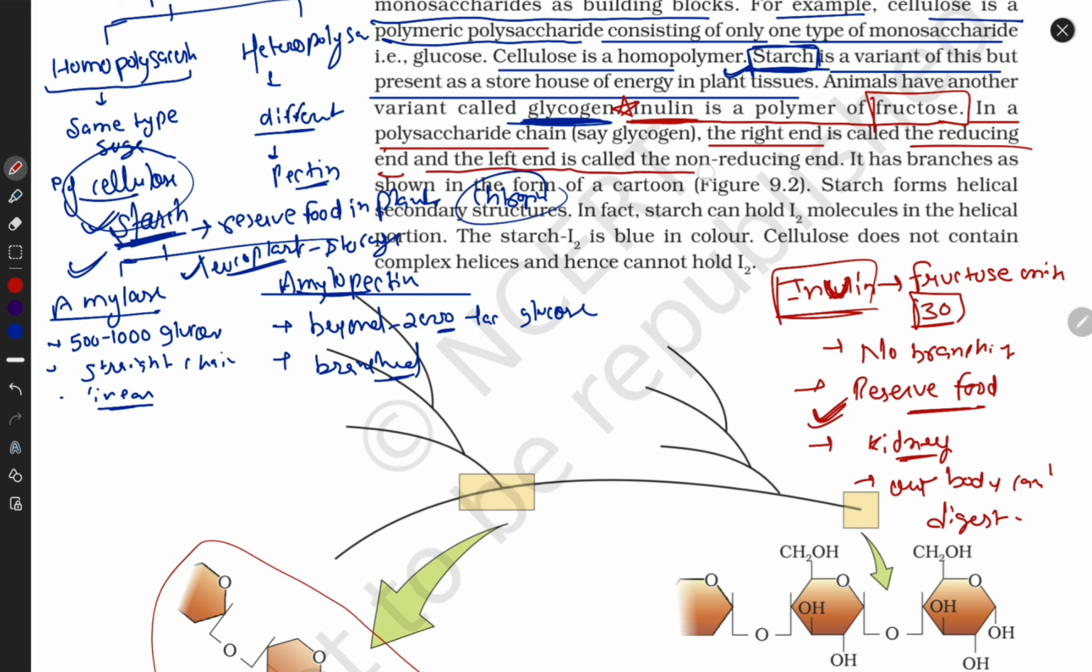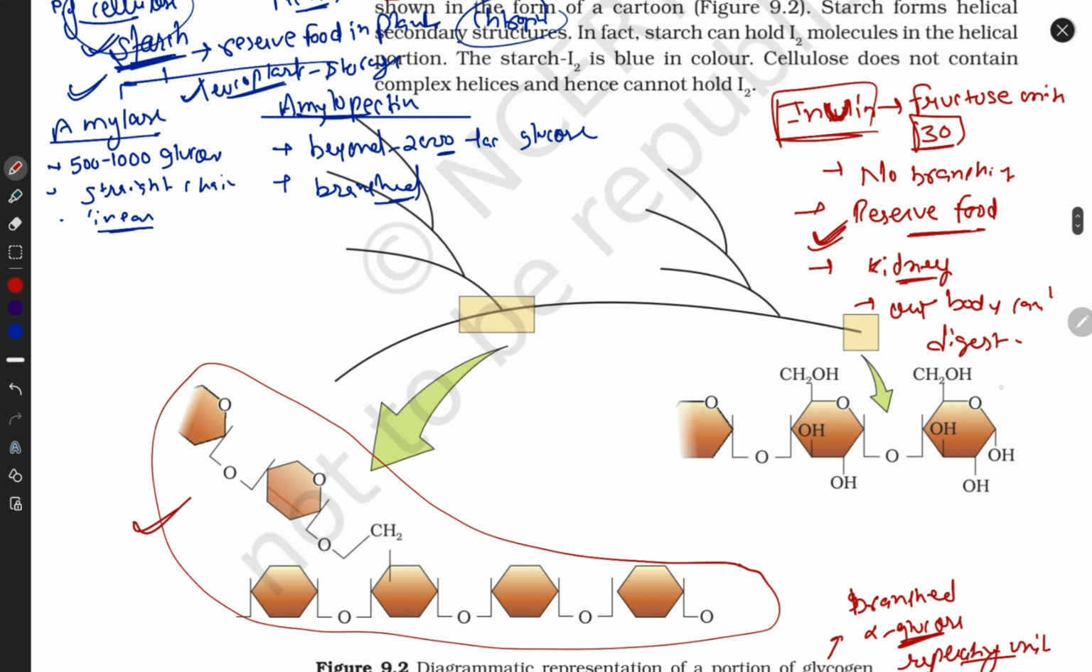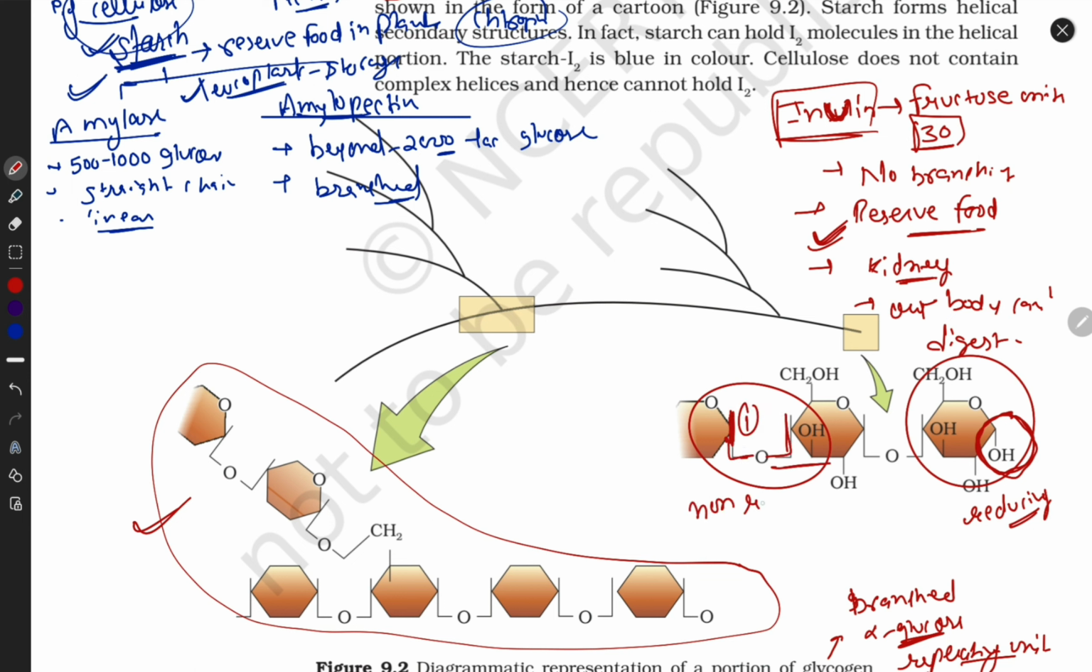Okay, and the left end is called the non-reducing end. What do they want to say by that? Assume this is the single structure, a monosaccharide. If this strand is free, if it doesn't pair with anyone, it is reducing. And if they are paired, look here, they are bonding, carbon 1 is bound with another chain, then they are non-reducing.